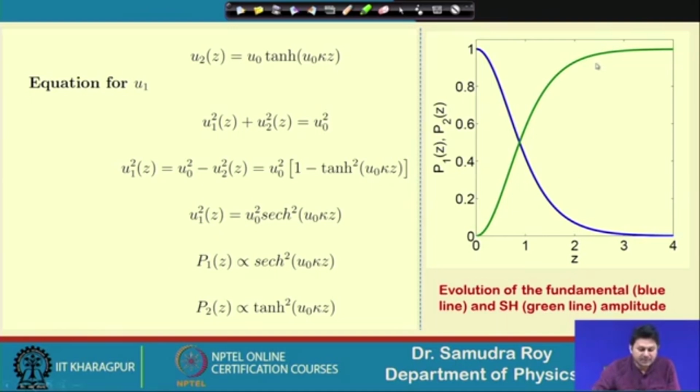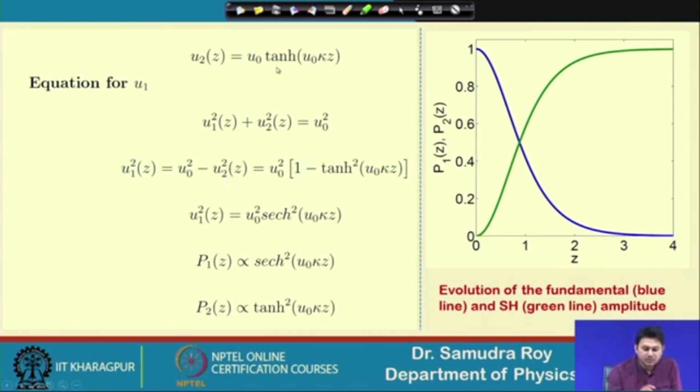Now, this is the energy picture for tan hyperbolic, the evolution of E2, but the evolution of E1 is equally important. That means, how the fundamental wave is going to change, and here we can see that U1 square plus U2 square is U0 square, that is the equation for energy conservation. Once we have the energy conservation equation, I can write U1 square is U0 square minus U2z square.